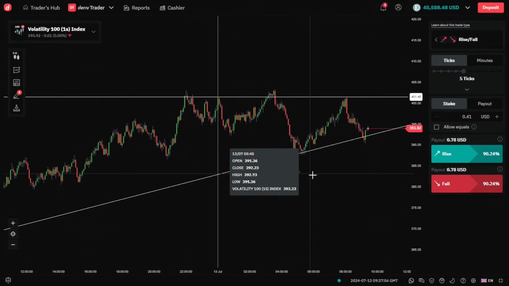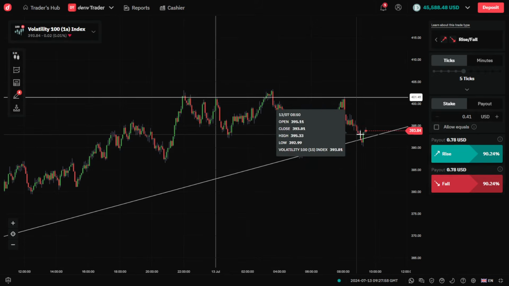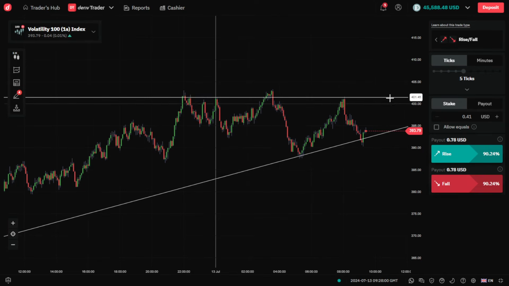If you're a patient person, you will wait for this green bar to touch the white line, and then you place a fall. As you can see, it has a nice profit. A 90.24% profit is a very, very nice profit. So you could have waited. You should wait for this green bar to touch the white line, and then you place fall.